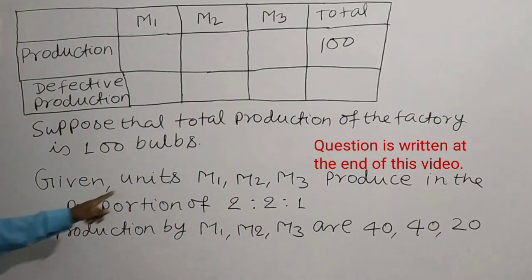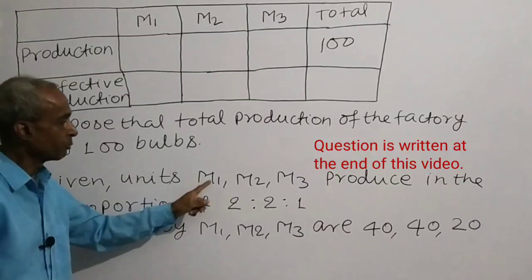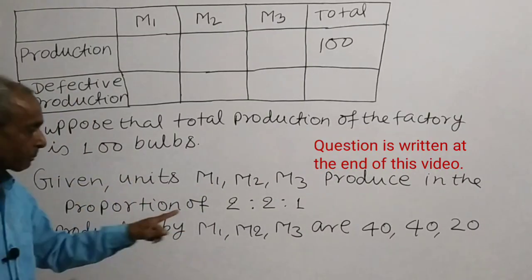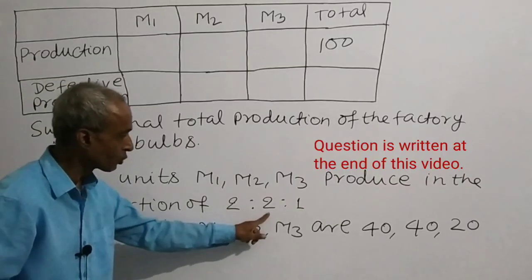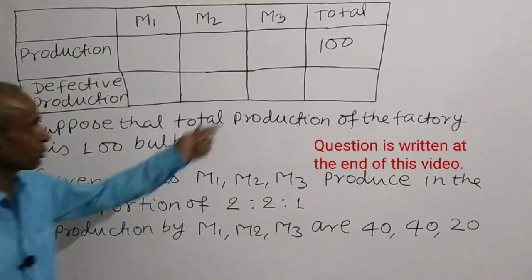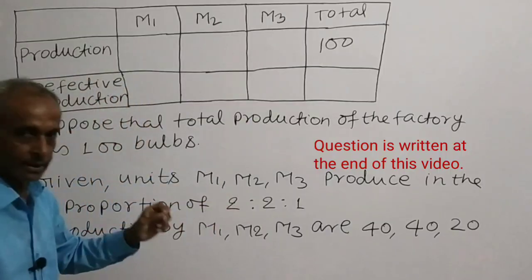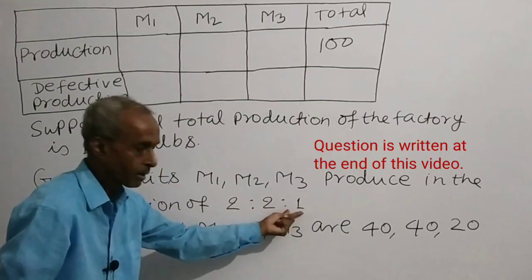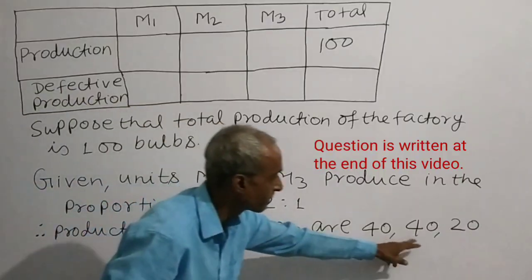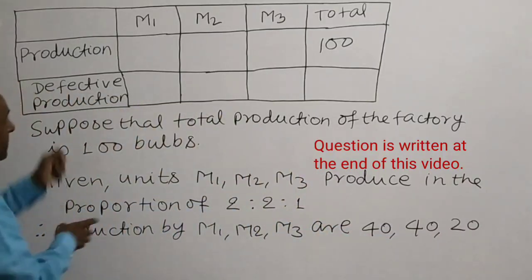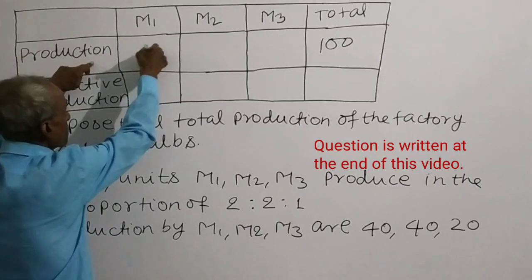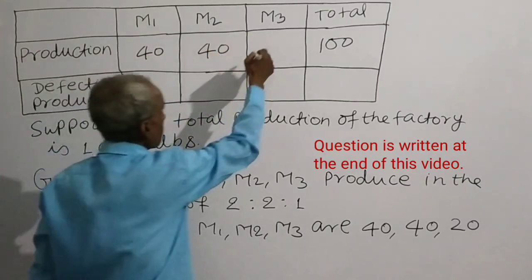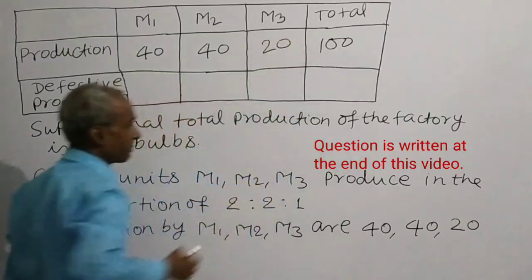It is given in the question that units M1, M2, M3 produce bulbs in the proportion of 2:2:1. If total production is 100, then 2:2:1 will be 40-40-20. That means M1 produces 40 bulbs, M2 produces 40 bulbs, M3 produces 20 bulbs.